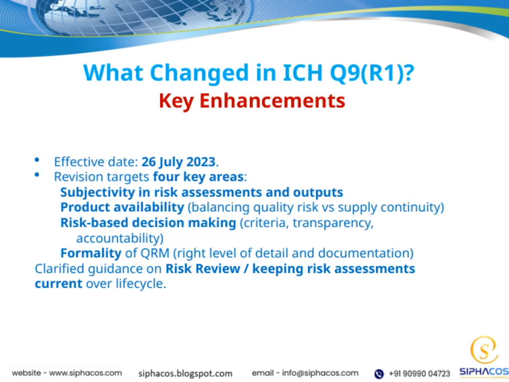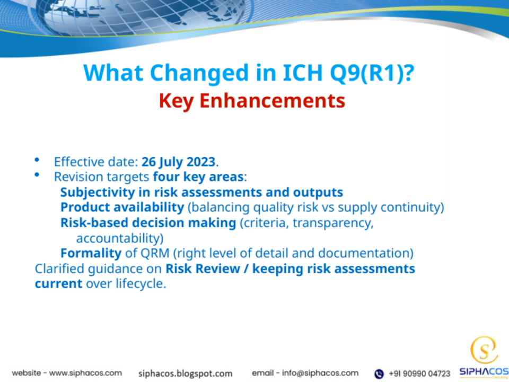management. The effective date for these updates is July 26, 2023, and they focus on 4 key areas. First, there's an emphasis on addressing subjectivity in risk assessments and the outputs we produce. This means we're aiming for more consistency and objectivity in how risks are evaluated and communicated. Next, product availability is a point of focus, finding the right balance between managing quality risks and ensuring supply continuity. We want to make sure that while maintaining high standards, we're also not causing unnecessary supply disruptions.